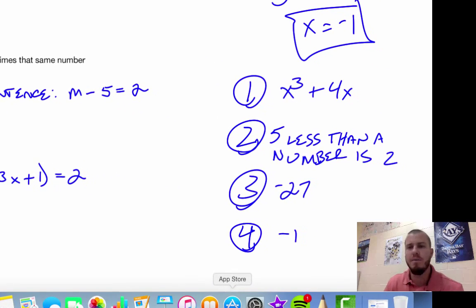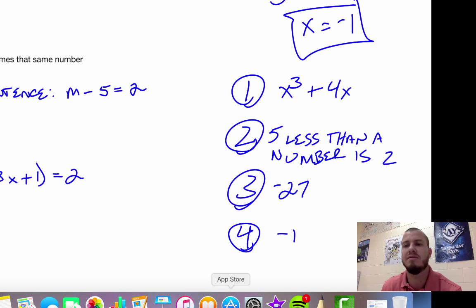All right, so the answers are here. The first one, x cubed plus 4x. The second one, 5 less than a number is 2. Number 3 is negative 27. Number 4 is negative 1. So if you got any of these wrong, make a note by it. We'll talk about it tomorrow.